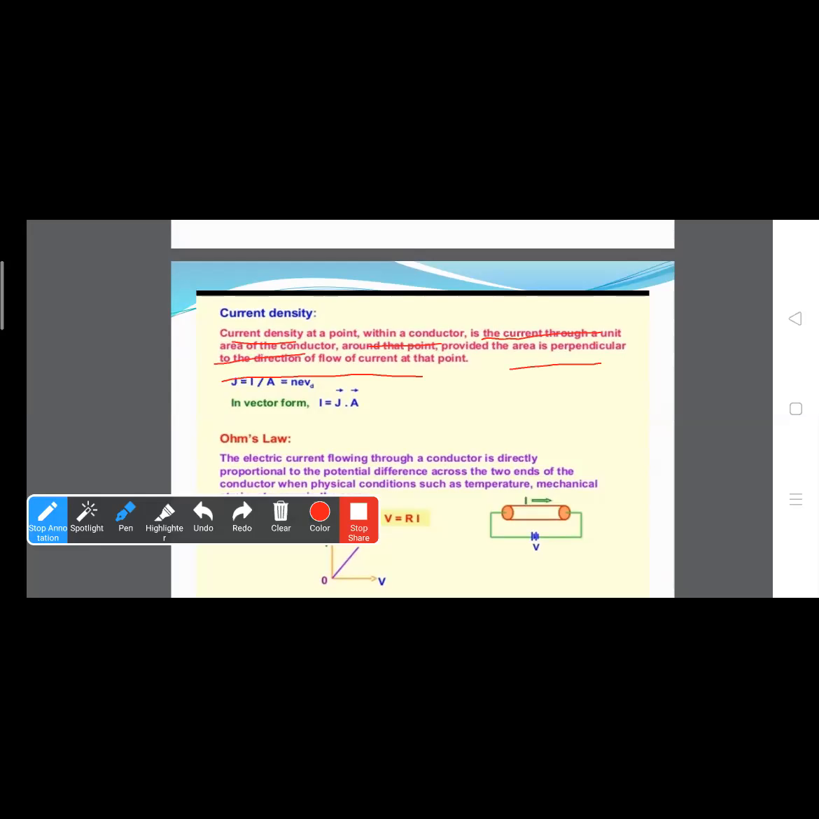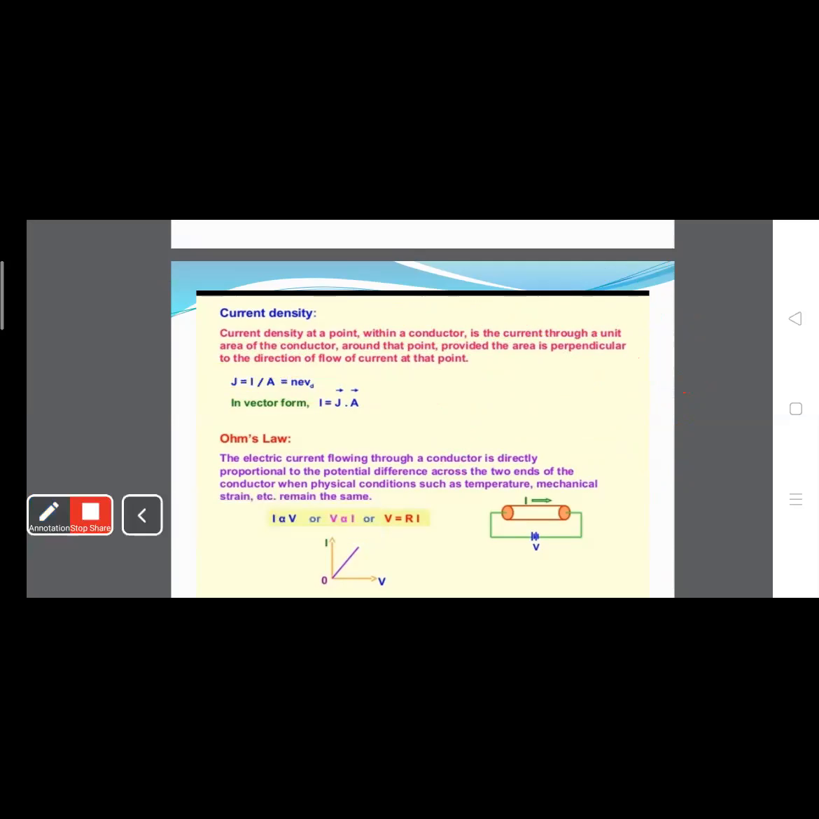Right? So now put the value of current in this equation. So we get J equal to I upon A. We know the formula I equal to n e A Vd, and divide by A. So A and A cancel. Current density is given by J equal to n e Vd. Right? So this is the current density, n e Vd.